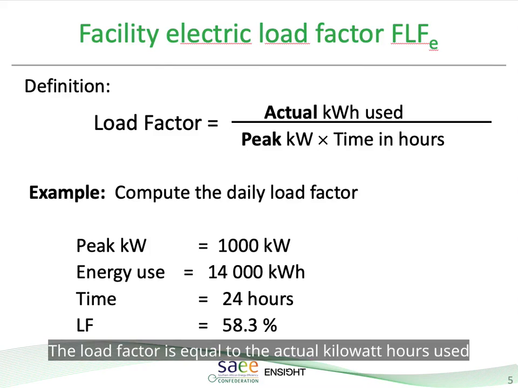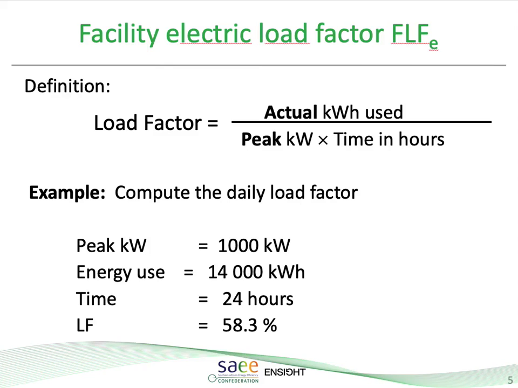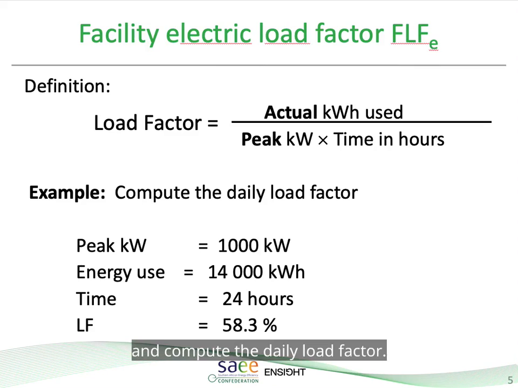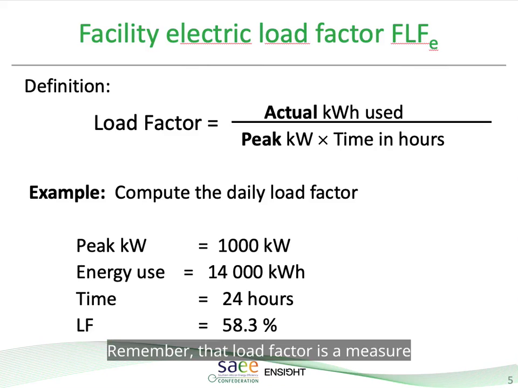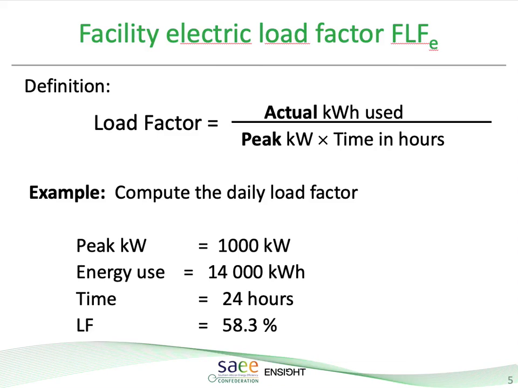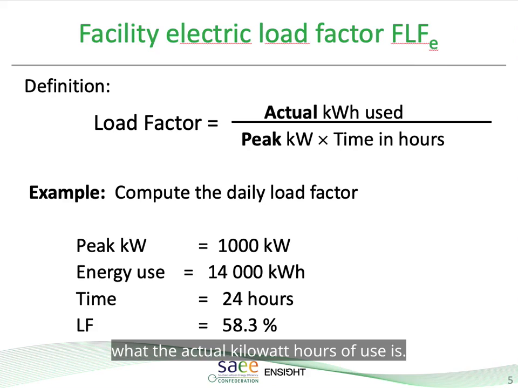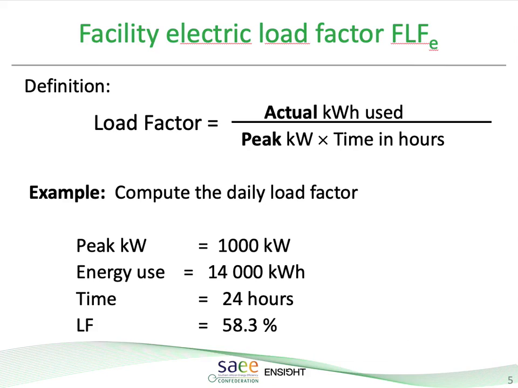The load factor is equal to the actual kilowatt hours used divided by the peak kilowatt times the time in hours. Let's look at the example below and compute the daily load factor. Remember that load factor is a measure of the utilization rate or the efficiency of electrical energy usage. So we can say that we know what the actual kilowatt hours used is, we know what the peak kilowatt is, and we know that the time is 24 hours. The load factor achieved is 58.3%.